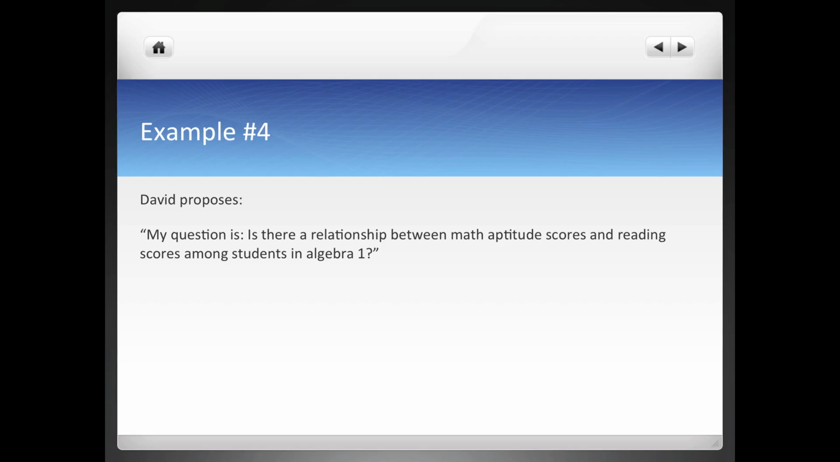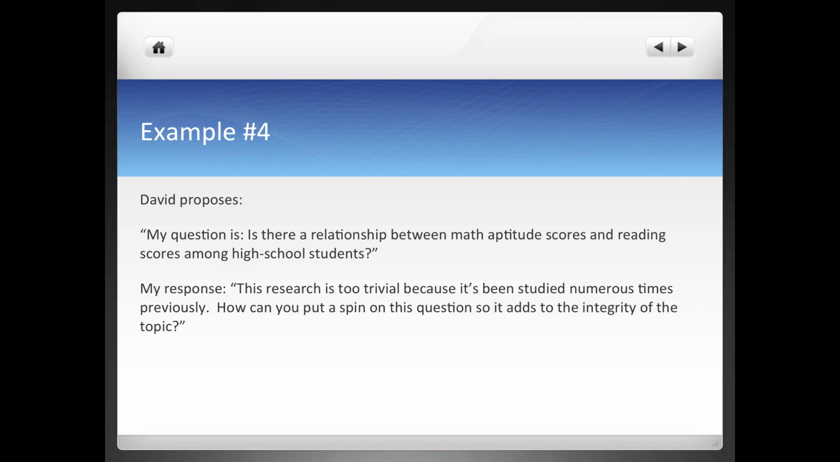David proposes, my question is there a relationship between math aptitude scores and reading scores among students in Algebra 1? Actually, I changed the question. I said among high school students. My response is this is just too trivial. This has been studied numerous times. I don't really even know how you could put a spin on this so that you could add any additional information to this topic. It has been researched and studied ad nauseum.